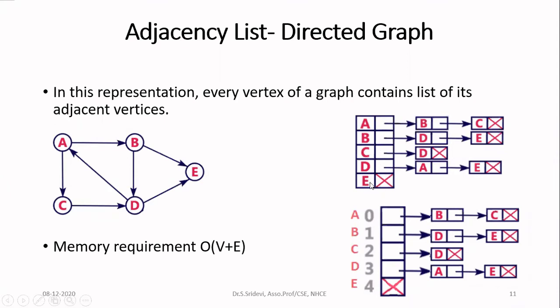Let us focus on the node E. In case of node E, we don't have any outgoing edge. That means from E, you cannot connect to any other node. So we will represent here itself null. Okay, so even though we have created a node to represent E, since it is not having any neighbor, we will represent null here. This is one way of representation.